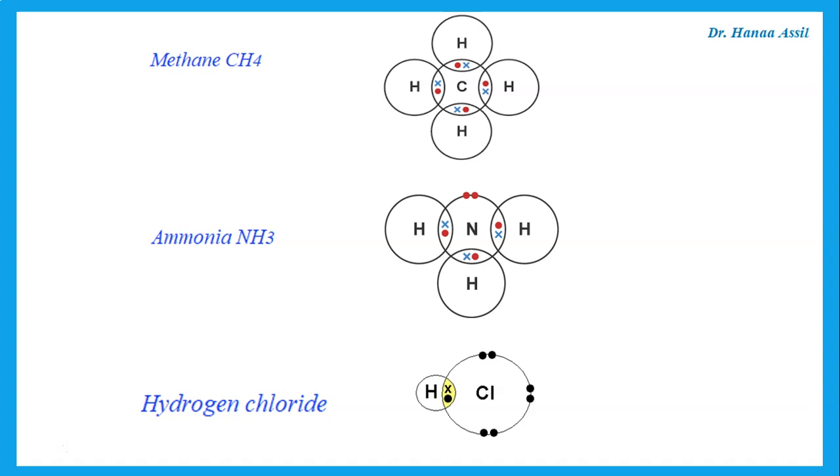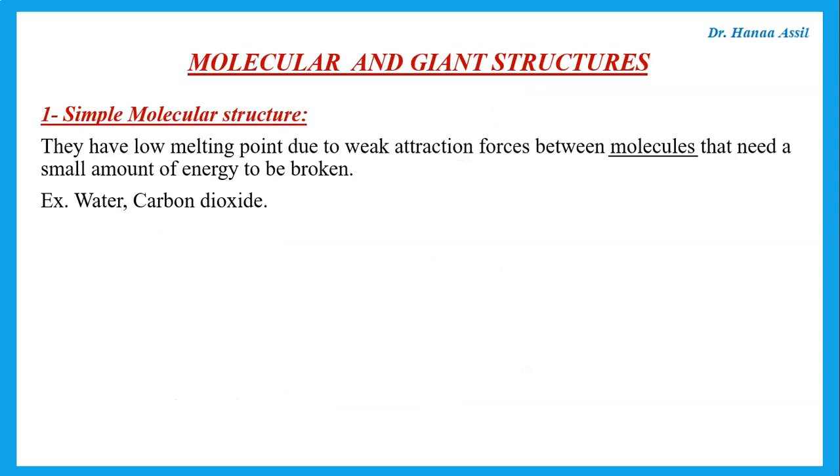Hydrogen chloride, that's hydrogen with chlorine, and we said hydrogen needs 1 and chlorine needs 1, so they're going to share a pair of electrons, but the chlorine still has the rest of its 7, so don't forget that it has 6 electrons around away from the share.